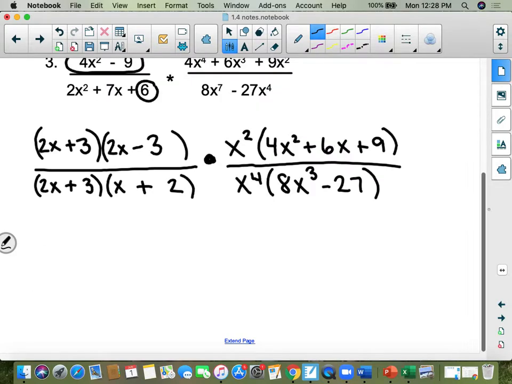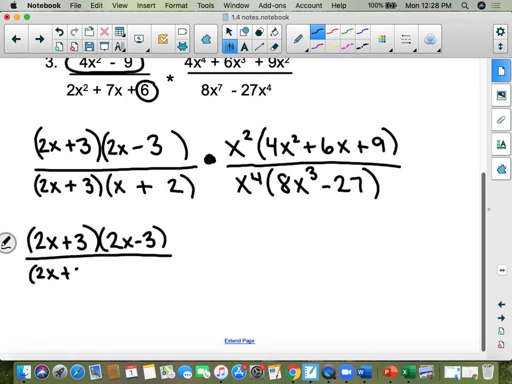Okay, we're going to keep going on here. I'm going to copy down 2x plus 3. I'm going to copy down 2x minus 3. I'm going to copy down 2x plus 3. And I'm going to copy down x plus 2 times x squared. And I'm going to see if I can factor this.